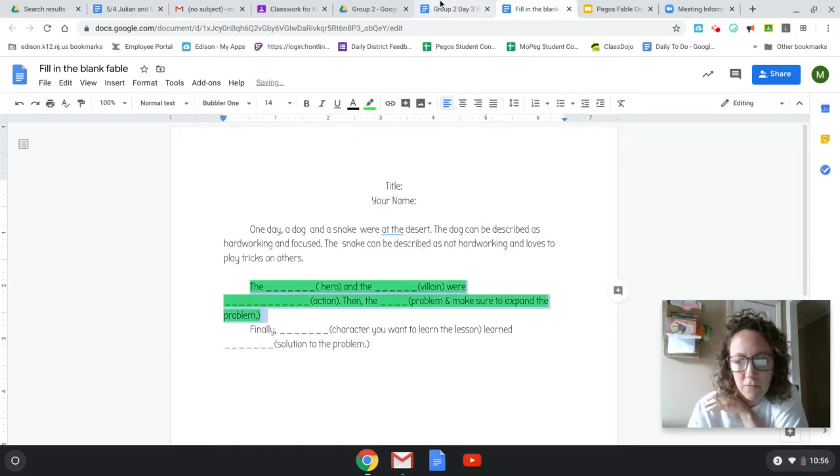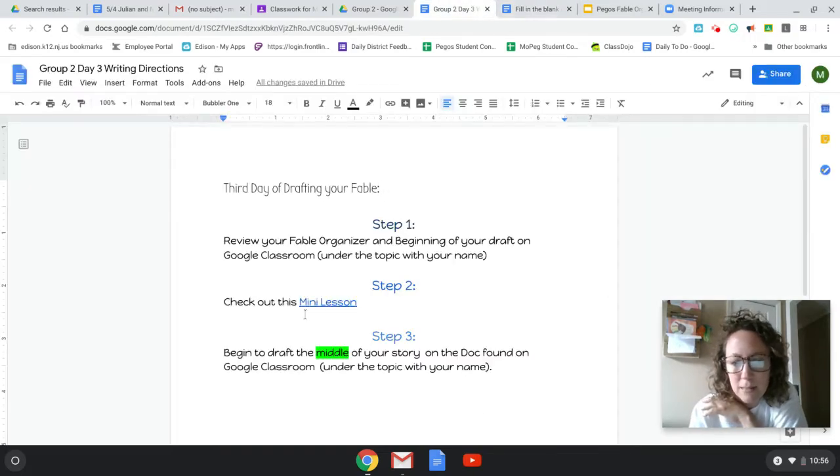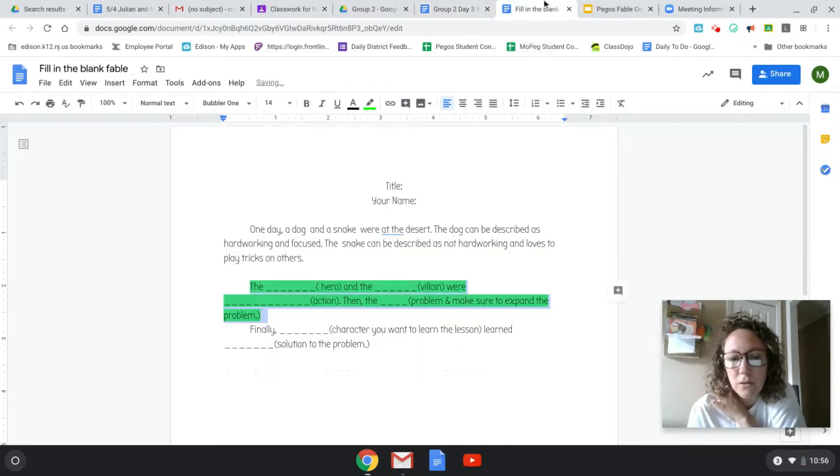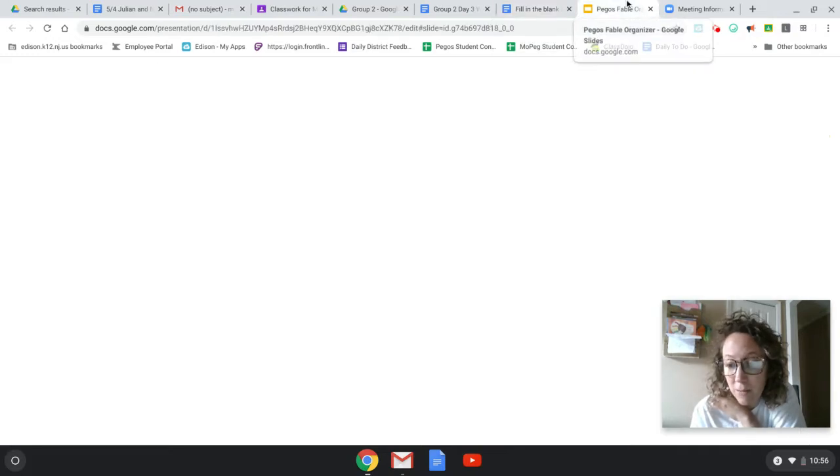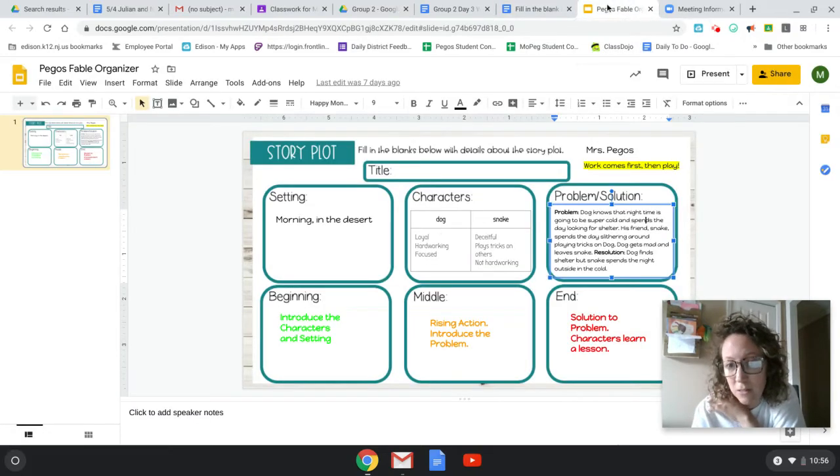Let me go back to my directions. It says, step 2, check out this mini lesson. That's the video that we're doing right now. And step 3 is to begin to draft the middle of your story on the doc found in Google Classroom. So let's go to the middle. It says the blank, the hero. So let me go back to my fable organizer. My hero is the dog.